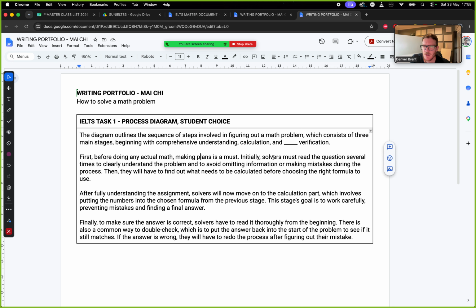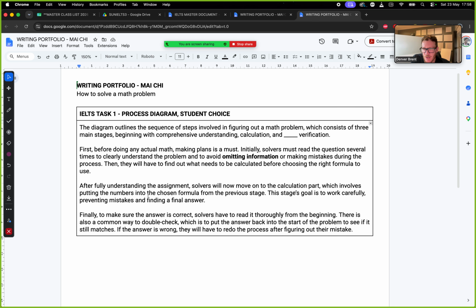Initially, solvers must read the question several times to clearly understand the problem and to avoid omitting information. Very good. Good vocabulary, good grammar, or making mistakes during the process. Then they will have to find out what needs to be calculated before choosing the right formula to use. You have to use or to apply. Very good.